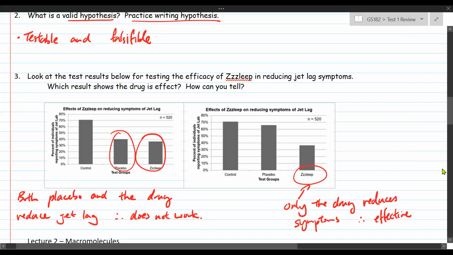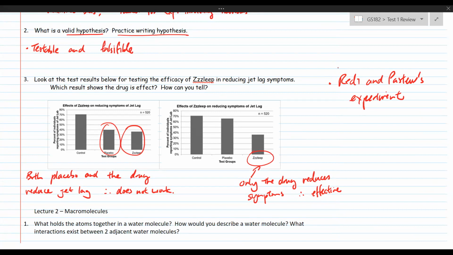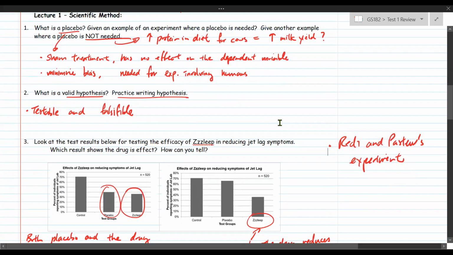Now there are other things you should know for test one. This is not an exhaustive list of everything you have to know, it's just some review questions. Other things you should know would be the experiments, Redi and Pasteur's experiment. If you need to refresh your memory, go through the video archives that we have. With the flies, which one is control, which one is independent, and so on and so forth. Any question from lecture 1, scientific method?